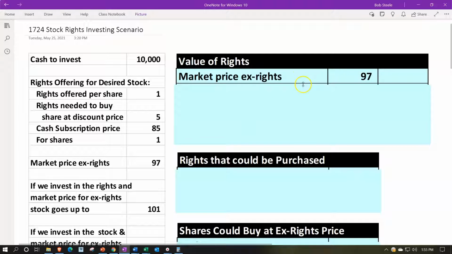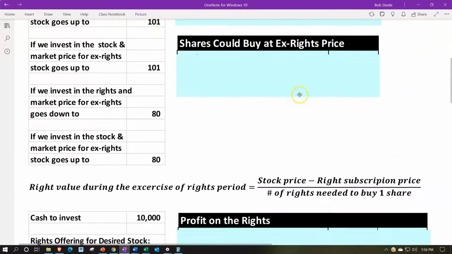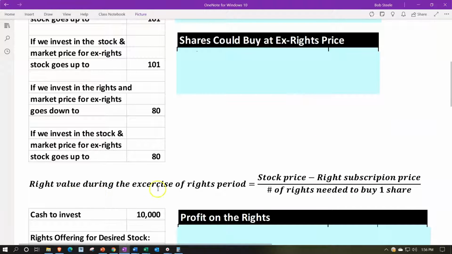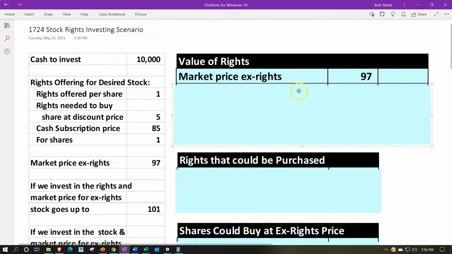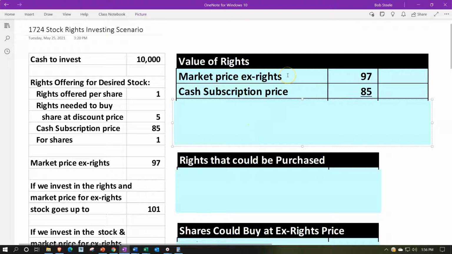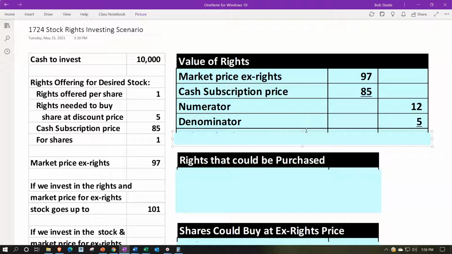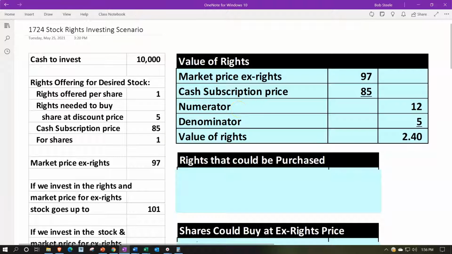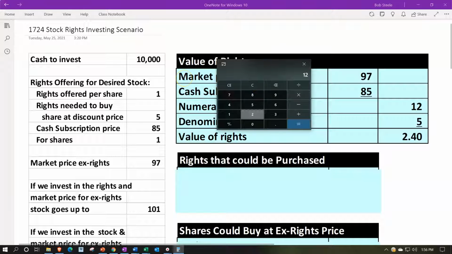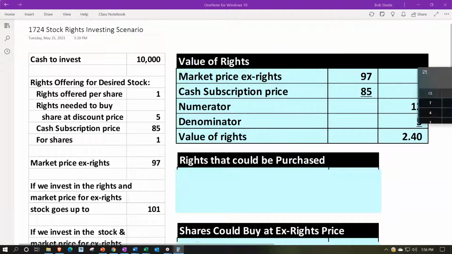So we have the value of the rights. Let's calculate. We have the market price, and this calculation is down here. The value of the rights during the exercise period is going to be the stock price minus the rights subscription price, divided by 1 plus the rights needed to buy 1 share. So if we go back up top, the market price is now 97. Notice that's the ex rights price. The cash subscription price is 85, the difference being 12, and then the denominator is simply the number of rights needed to buy a share, which in this case is 5. So 12 over 5 is going to be 2.4. Let's put that in the calculator just for the fun of it. 12 divided by 5, 2.4, $2.40.